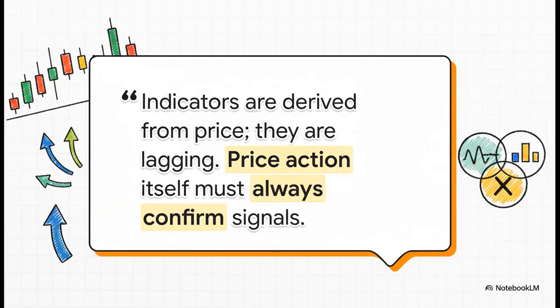I really want you to let this sink in for a second. Every single indicator on your chart, where does it come from? It's calculated from one thing and one thing only: price. That means they are just a reflection of what price has already done. They are lagging. Indicators follow, they do not lead. And that's exactly why price action, what the price itself is doing, has to be your final, absolute confirmation before you ever pull the trigger on a trade.